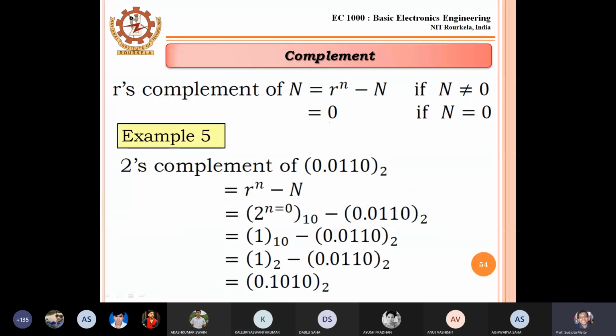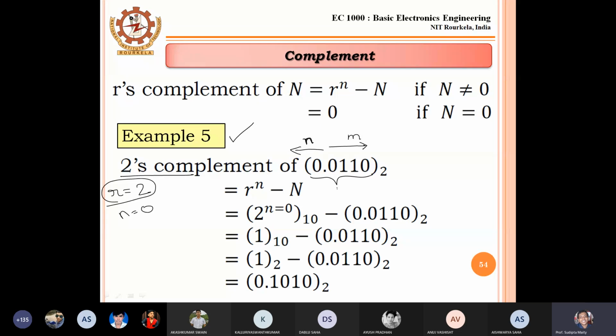Now, again, example 5. Let's try to solve this one: the 2's complement of this number. Before the decimal we have small n, after the decimal we normally get small m. It is 2's complement, so r should be 2. Is it clear? Yes, sir. What is the value of small n? 0. Very good, because we do not have any integer value. So n equals 0.